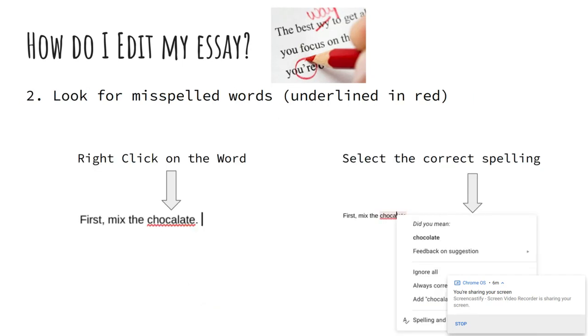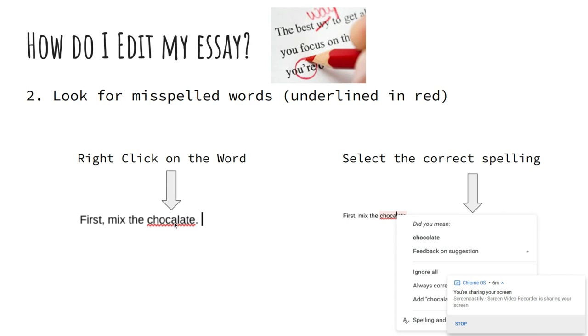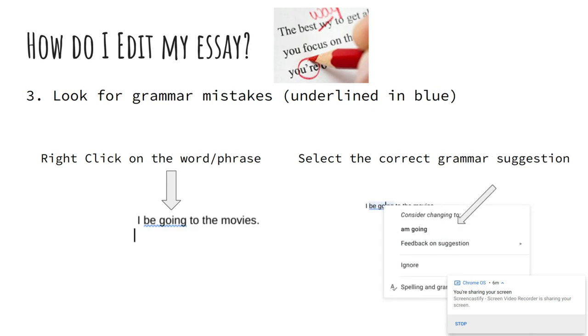Then look for misspelled words. They are underlined in red by the computer. I should not receive any documents that have red underlining here. It shows me you didn't do a thorough job. When you see this, you're going to right click on the word and it's going to give you the correct spelling. You're also looking for grammar mistakes.